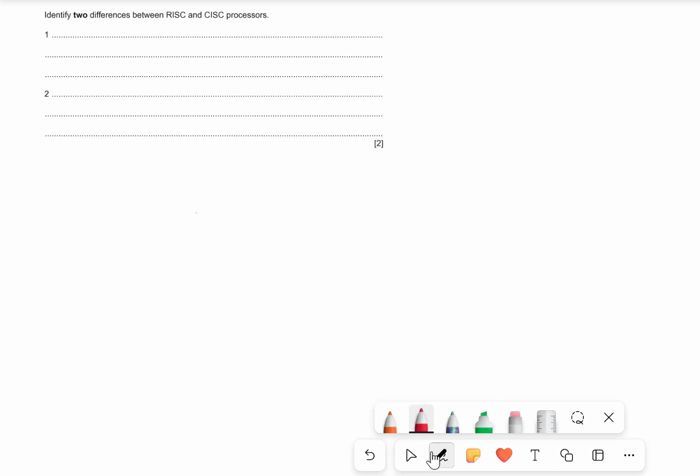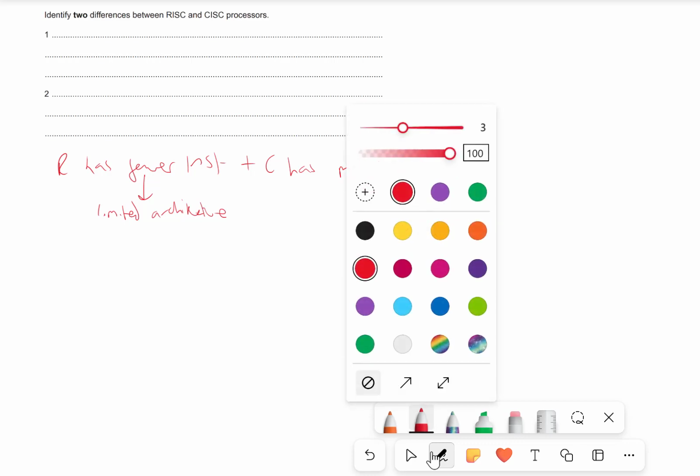This is quite easy because it's kind of building on the previous question. I'm just going to do R for RISC and C for CISC. So RISC has fewer instructions, and CISC has more instructions. Which is basically saying RISC's architecture is designed, so let me just put an arrow under RISC, limited architecture in terms of its design. It's all about simple processing. CISC has a more complex architecture. So that is one difference to begin with.